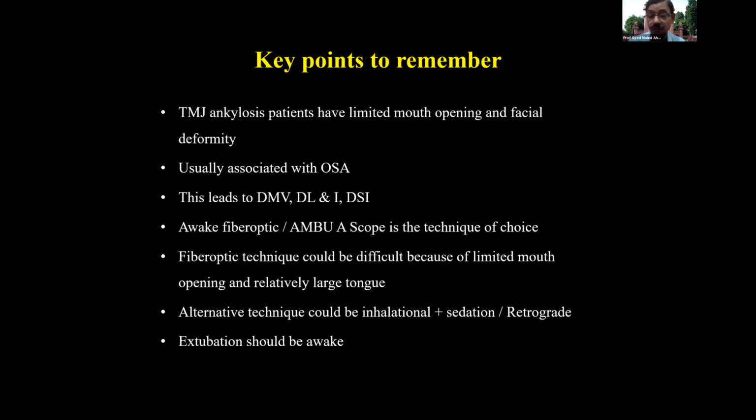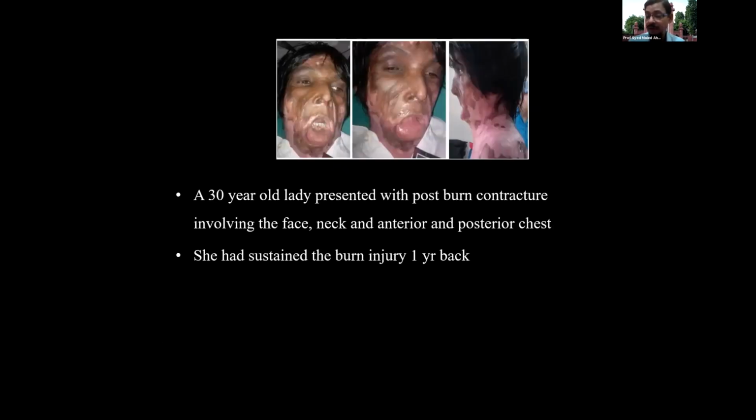Now, this is something which one should keep in mind. Should we go for the burn? So naturally, this is a 30-year-old lady who presented with post-burn contracture. I'll try to be very fast in this. I'll just try to emphasize the fiber optic bronchoscope. It is a post-burn contracture involving the face, neck, and anterior and posterior chest. She had sustained a burn injury 1 year back.